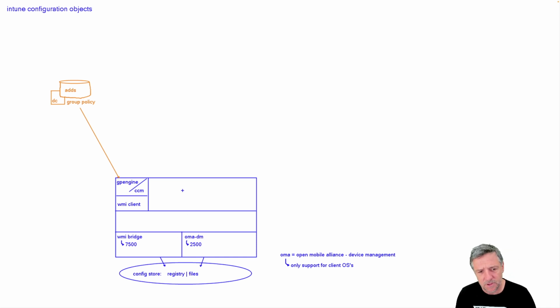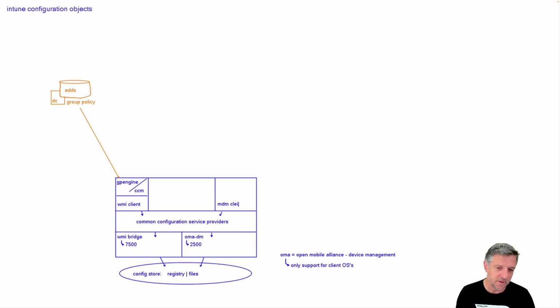So the GP engine and the WMI client are components to receive WMI settings. In between there is a layer called the Common Configuration Service Provider. This is the decision maker of which of the two solutions is going to be used for actually pushing those settings.